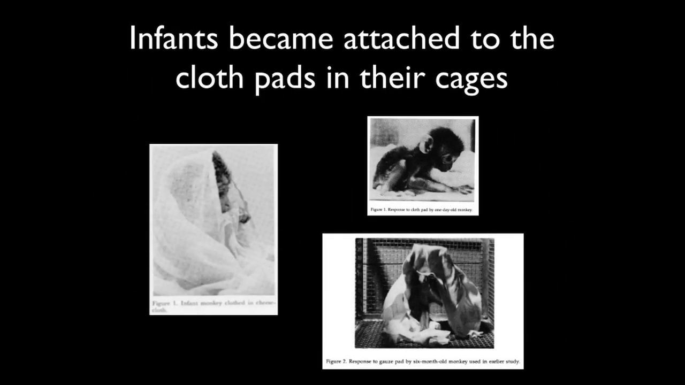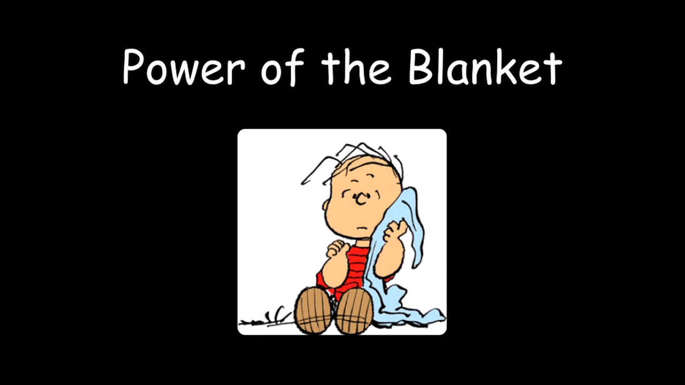So here's some photographs which show how the infant monkeys became attached to these cloth pads, which were originally put in the cages for hygiene purposes, but which the monkeys used as a source of comfort. And this phenomenon is something we're all familiar with from the well-known Charlie Brown comic strip, which I can refer to here as The Power of the Blanket.